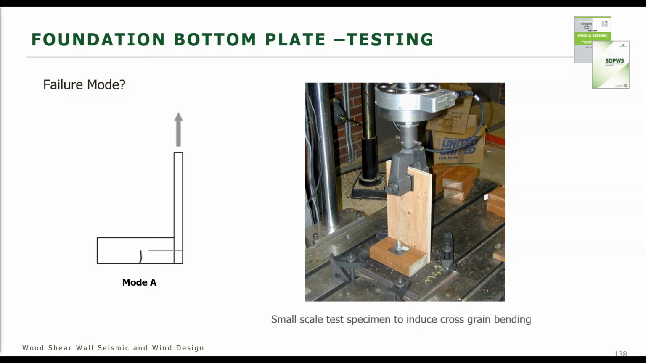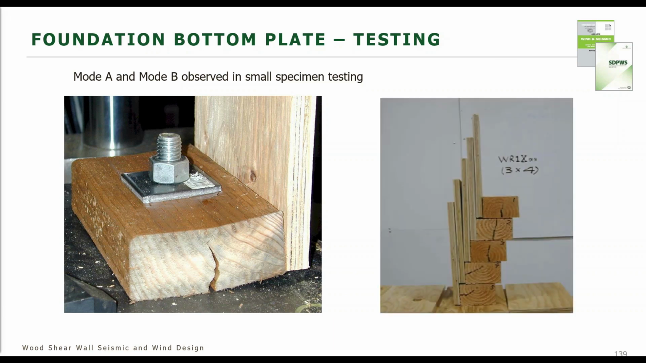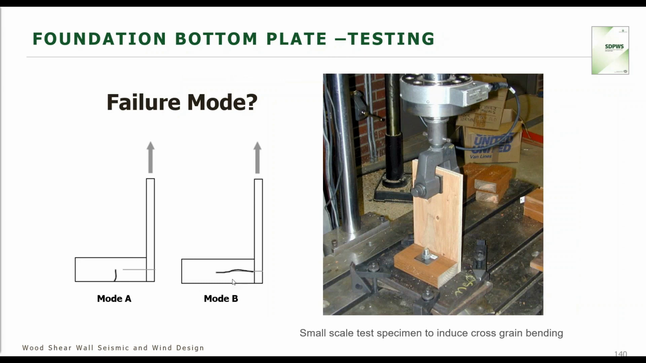There is a mode A, which is shown here graphically with a 2x member, and then there is a mode B that has a horizontal failure in the sill plate, which is shown here. Now we can calculate mode A, but mode B is a little bit more difficult to calculate. And they also did 3x sill plates as well, I believe.